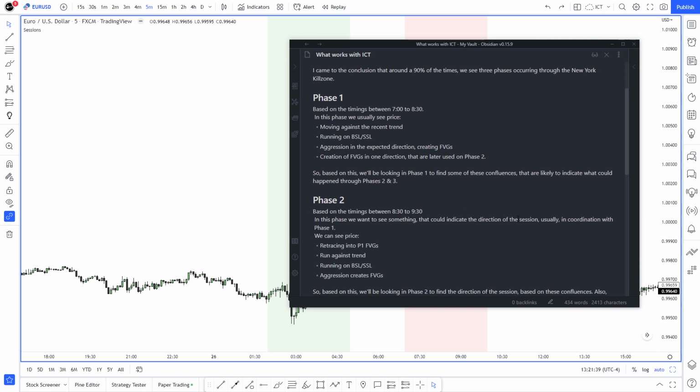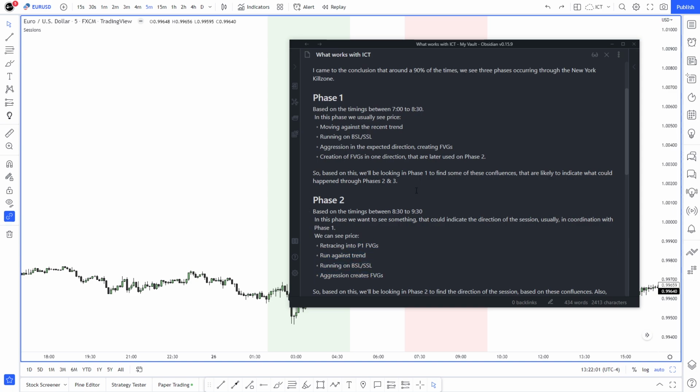Phase 2 is from 8:30 to 9:30. And as an example, we can see price retracing into phase 1 fair value gaps, running against the trend, running a buy side liquidity, and aggression creating fair value gaps. And if we look at it from the way that ICT teaches this, we could apply this exact thing when I say run against the trend.